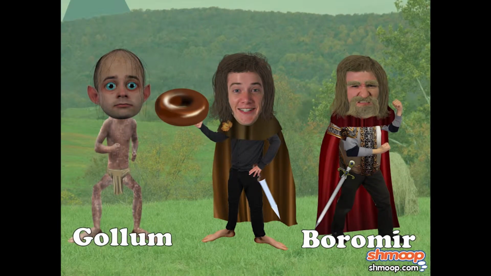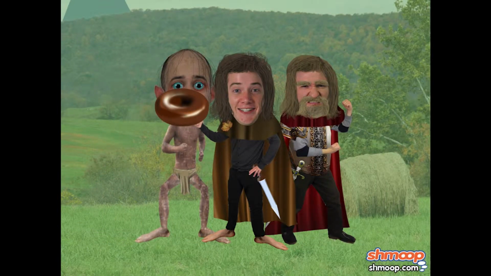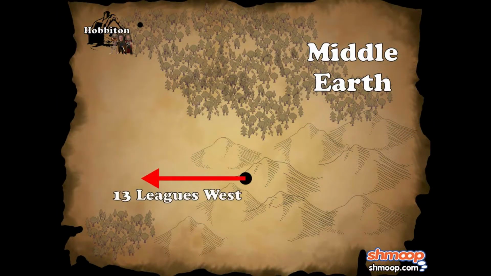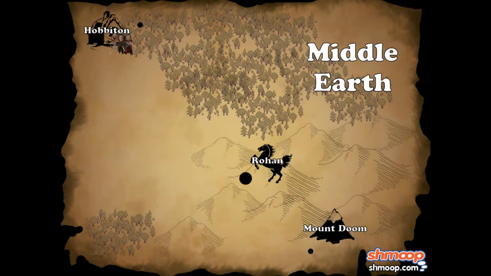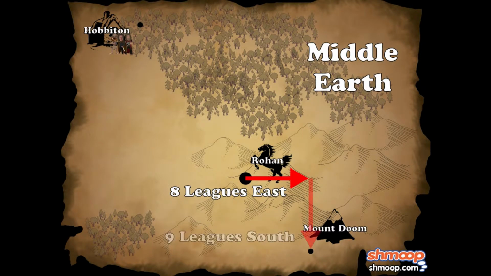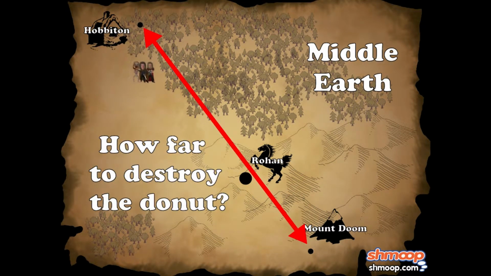the way. Maybe. They all start out in Hobbitown, which is 13 leagues west and 19 leagues north of Rohan, Middle-earth's center. Mount Doom is located exactly 8 leagues east and 9 leagues south of Rohan. How far do Frodo and his friends have to travel on their quest to destroy the donut?